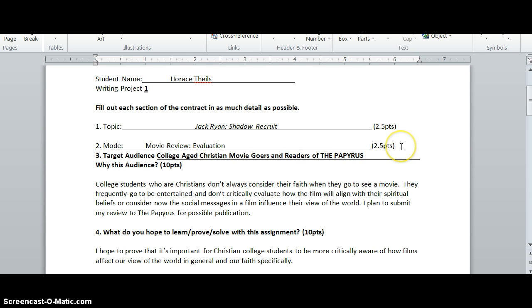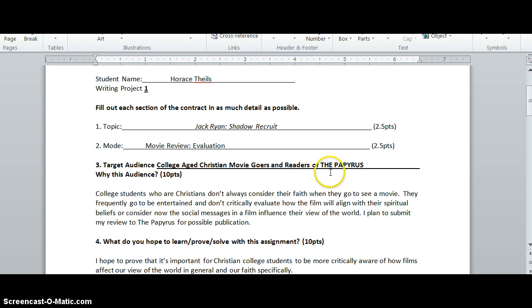Notice that there was a chapter on evaluation listed under modes of writing in the content page, and you will be required to read that if you do an evaluation writing project. Next, you need to choose your target audience. Notice how specific this is. It's not moviegoers, it's college-aged Christian moviegoers and readers of the Papyrus, because this particular student wants to submit their movie review to the Papyrus, our student newspaper, which you can do through this submit an article page or link on the Papyrus webpage.